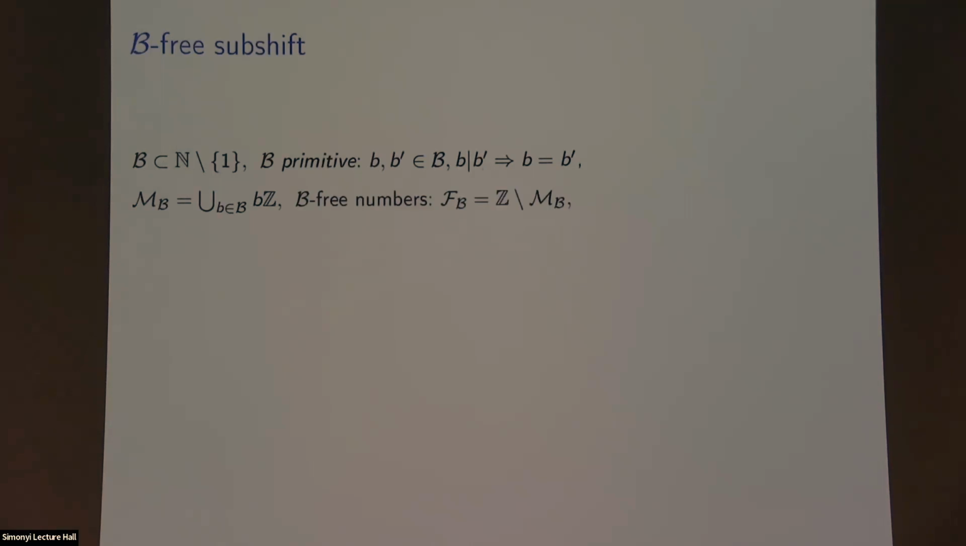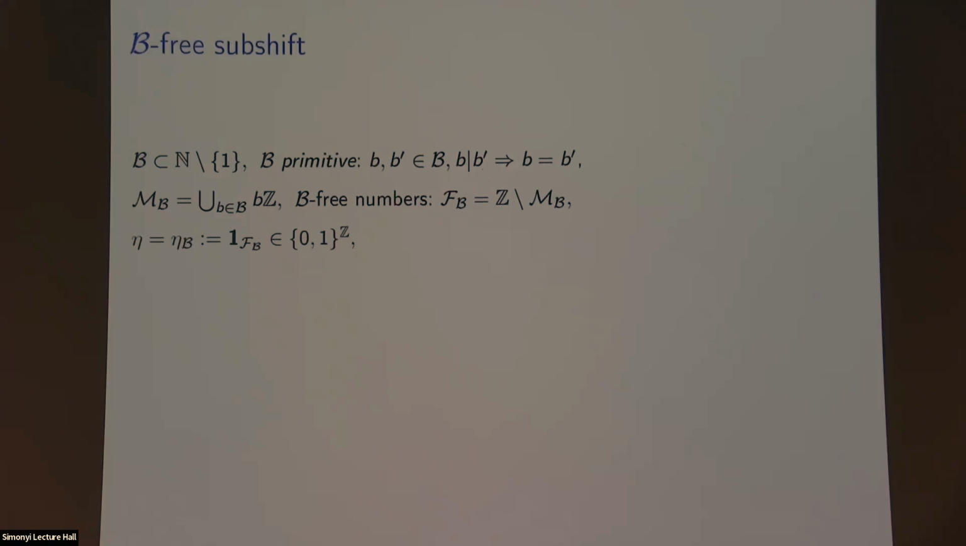The setup is the following. We take a set B of natural numbers without one, usually infinite. We always assume that it is primitive in the sense that elements of B do not divide each other. And this is not a restrictive assumption because we are interested in the set of multiples of B, that is the union of the ideals generated by elements of B, as well as we are interested in the complement of the set of multiples, so the set of B-free numbers, denoted by F_B.